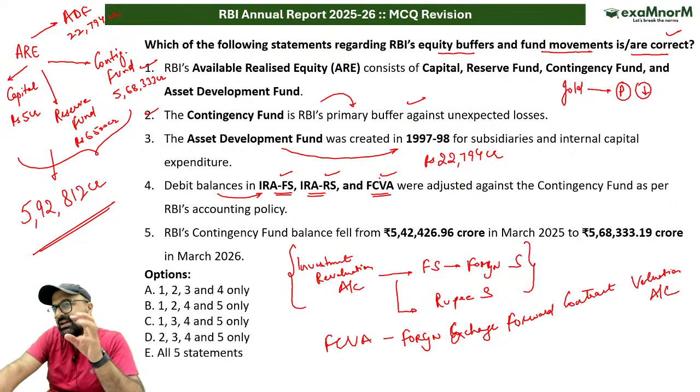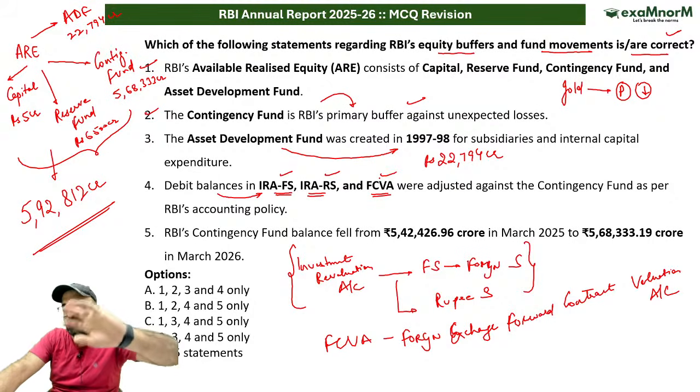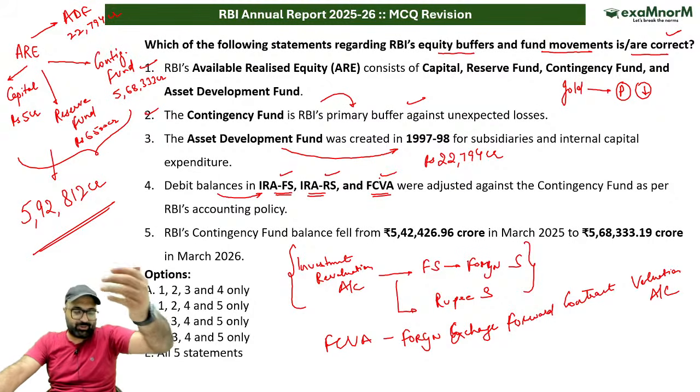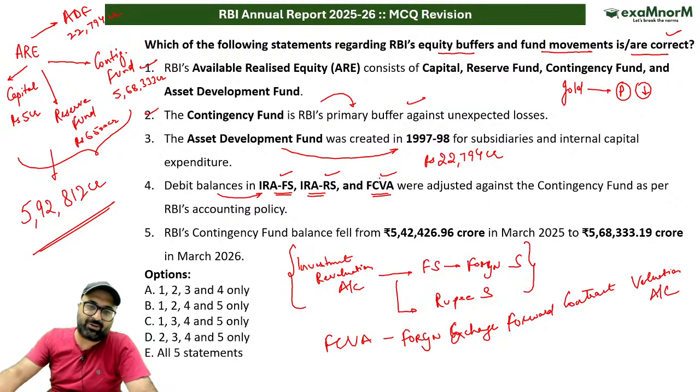A forward contract basically is an agreement to buy or sell currency at a predetermined exchange rate at a future date which is pre-decided. So the market value of these contracts changes continuously depending upon the exchange rate movements, and because of which अगर value change होगी तो उसका जो unrealized gain या loss होगा, that will also reflect under the same account, that is FCVA accounts. So these accounts were adjusted against contingency fund as per RBI accountancy policy.